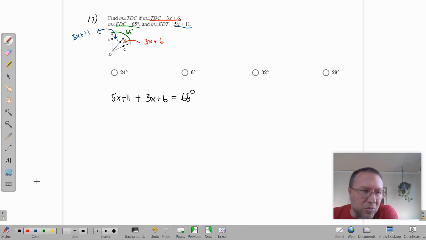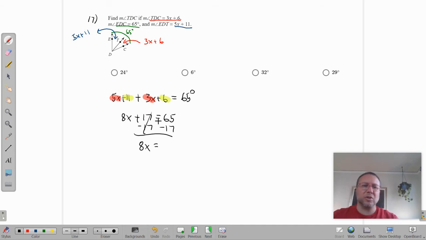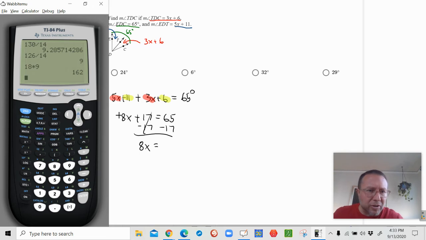So let's combine some like terms. Let me have some fun with my highlighter here. My x's are like terms, and also my constants, just my numbers, those are like terms as well. If I add those together, 5 and 3 gives me 8, 11 plus 6 gives me 17. And then I'm going to subtract 17 from both sides. 8x equals, now I'm really nervous, I'm just going to use my calculator for everything.